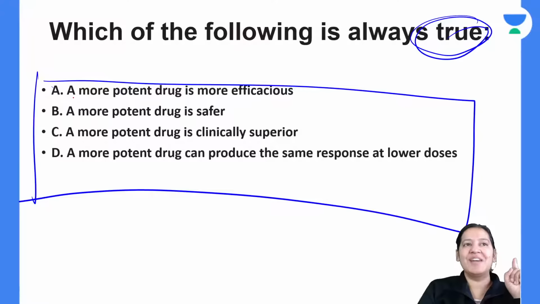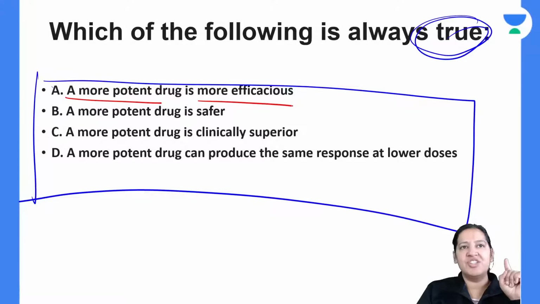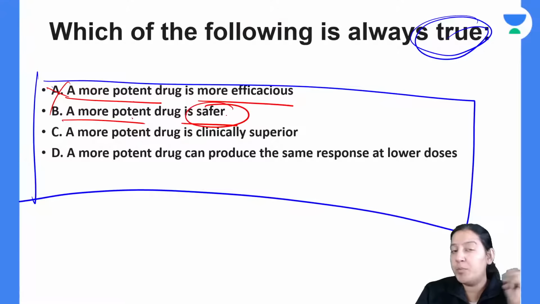Okay, let me read the question. A more potent drug is more efficacious? No, it is not always true. Maybe a more potent drug can be less efficacious. A more potent drug is safer? No, safety is not related to potency. Safety is related to therapeutic index and therapeutic window. It is not related to potency and efficacy.